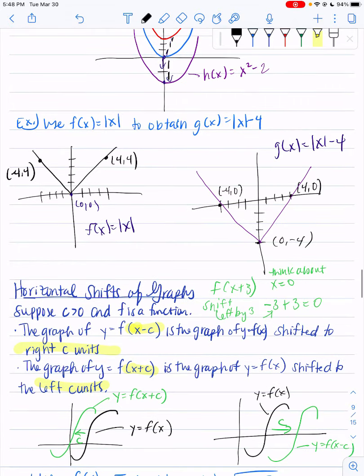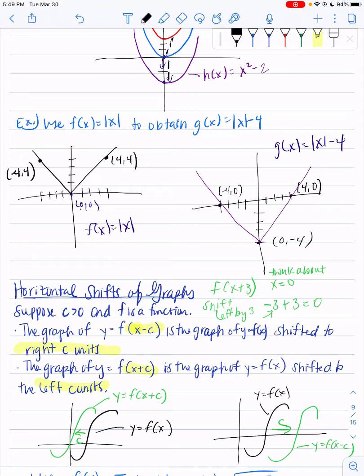Okay, in our next example, we have: use f of x equals absolute value of x, that's our parent function, to obtain g of x equals the absolute value of x minus 4. So here we have f of x equals the absolute value of x. I'm just going to plot some of those points from the original function. I'm just going to have 0, 0, 4, 4, because the absolute value of 4 is just 4. And then negative 4, the absolute value of negative 4 is 4. So I have these 3 points that I obtained from the parent function.